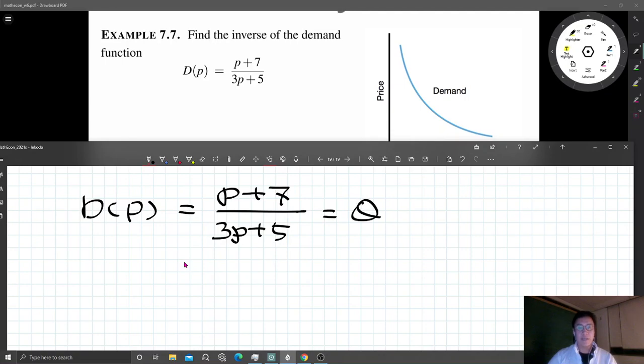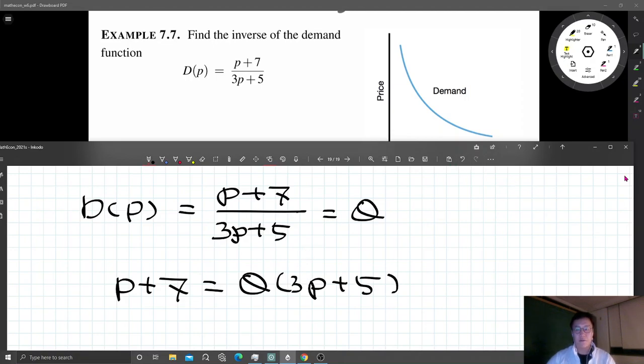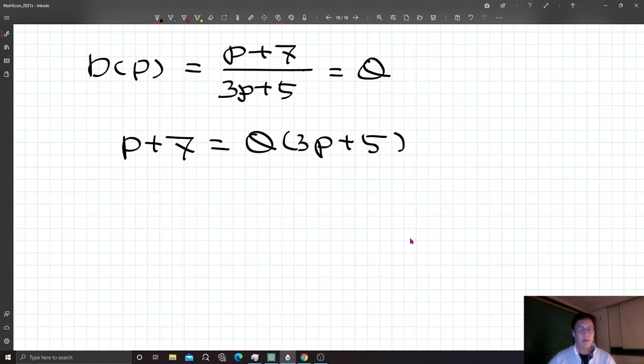So here Q stands for the quantity demanded at given price P. Okay? And then we first solve for P. So P plus 7 equals Q over 3P plus 5. I can move this denominator to the right side by multiplying both sides by 3P plus 5. So Q times 3P plus 5. Trying to solve this equation for P. Okay? So P plus 7 equals, now distributing Q, 3QP plus 5Q.